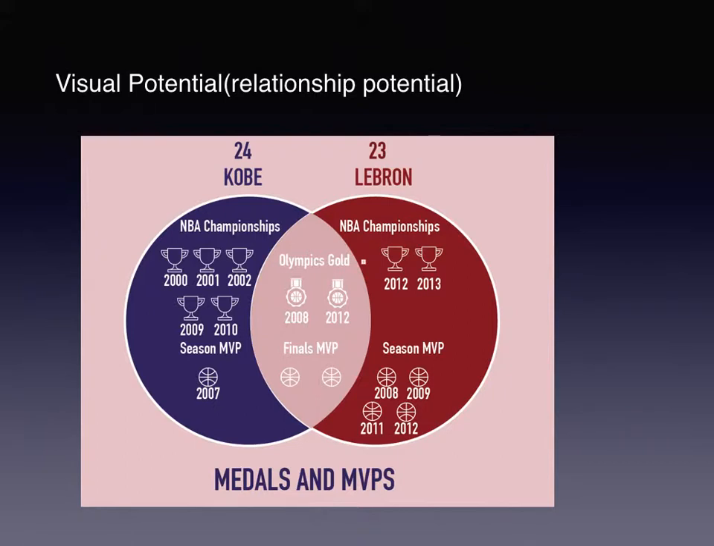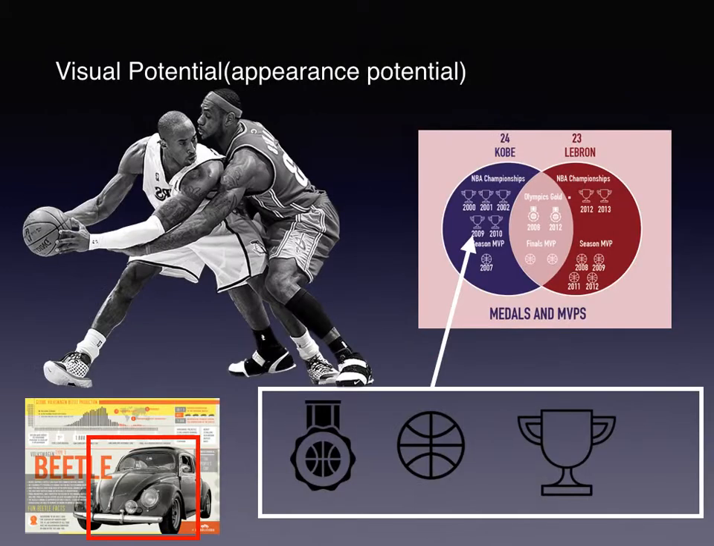The next is relationship potential. I gathered the data about how many medals and MVPs they got, and I use a Venn diagram to demonstrate the common medals they got and the different medals and the MVPs they got.